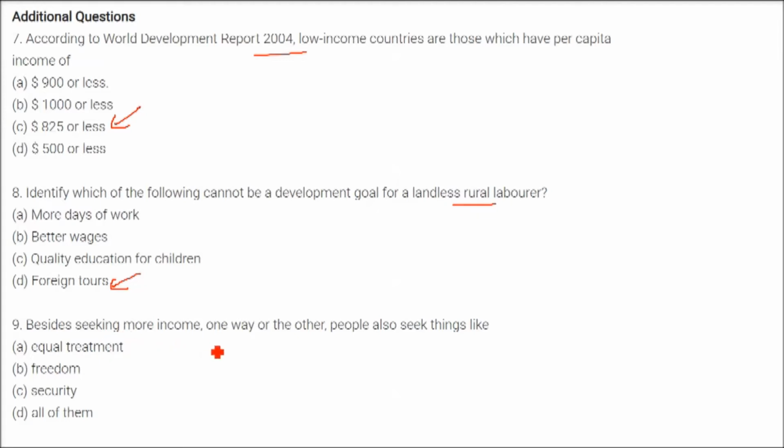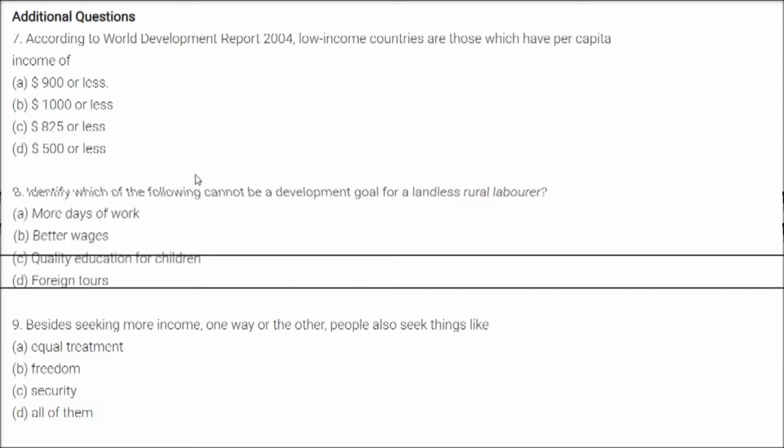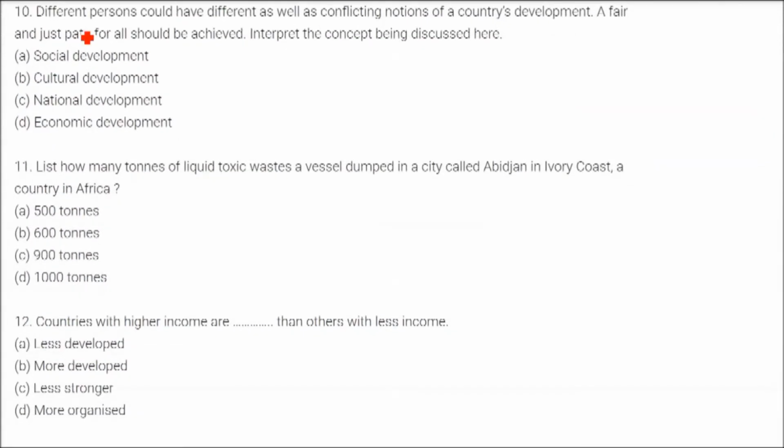Besides seeking more income, one way or the other, people also seek things like equal treatment, freedom, and security. So they need all of them. So 9 is D. Different persons could have different as well as conflicting notions of a country's development. A fair and just path for all should be achieved. Interpret the concept being discussed here. The answer is national development.